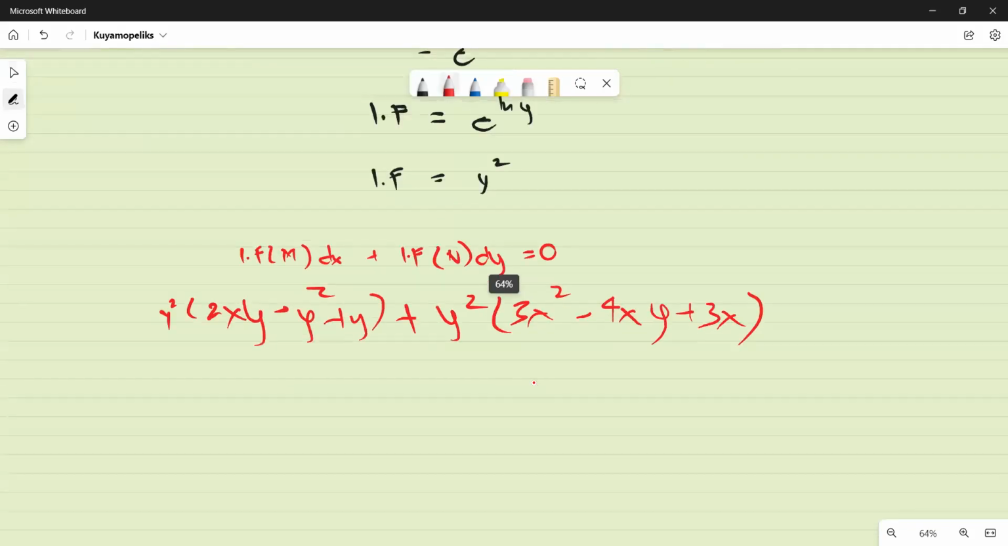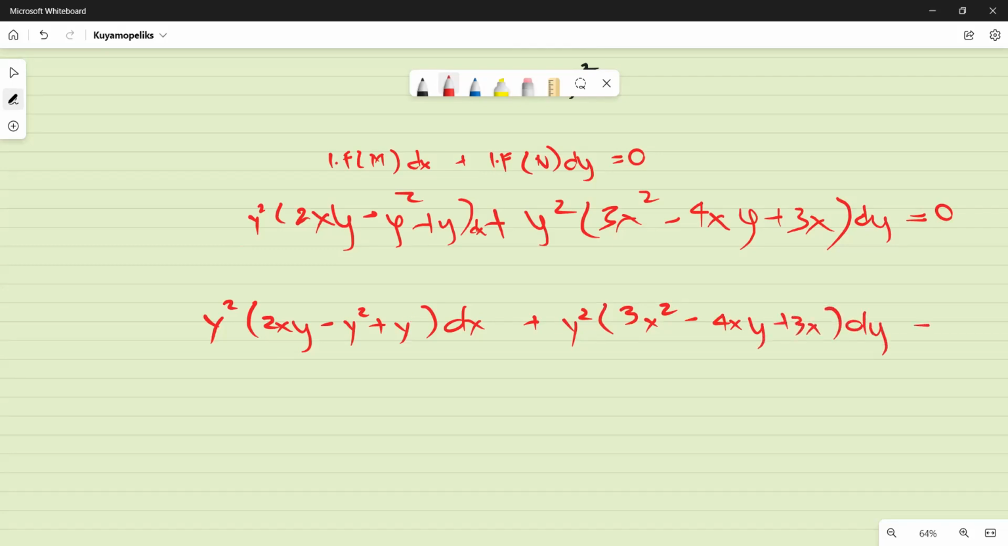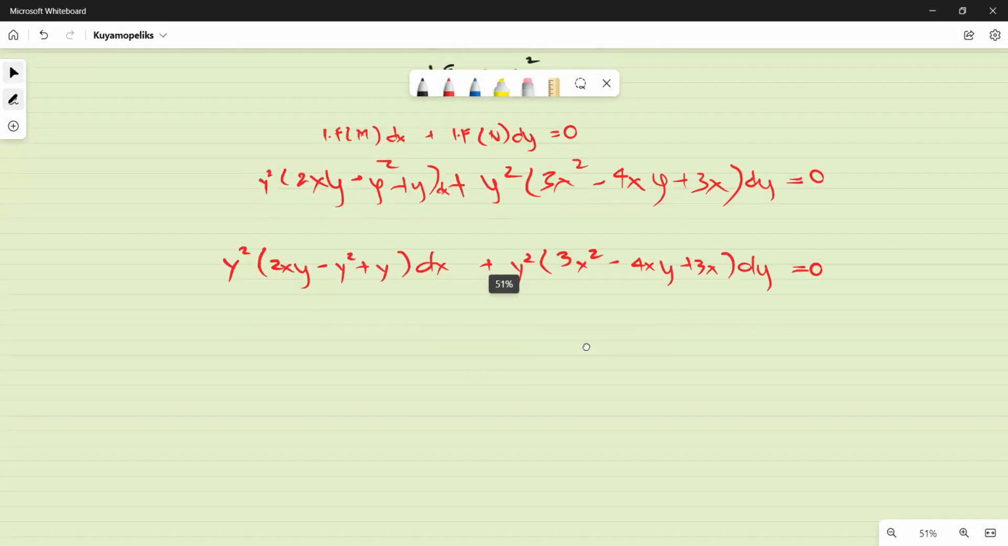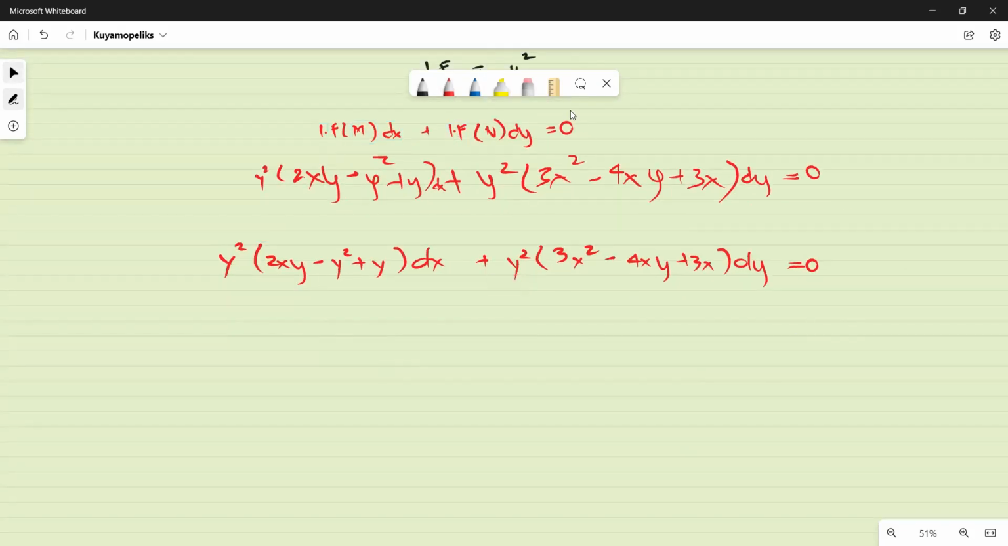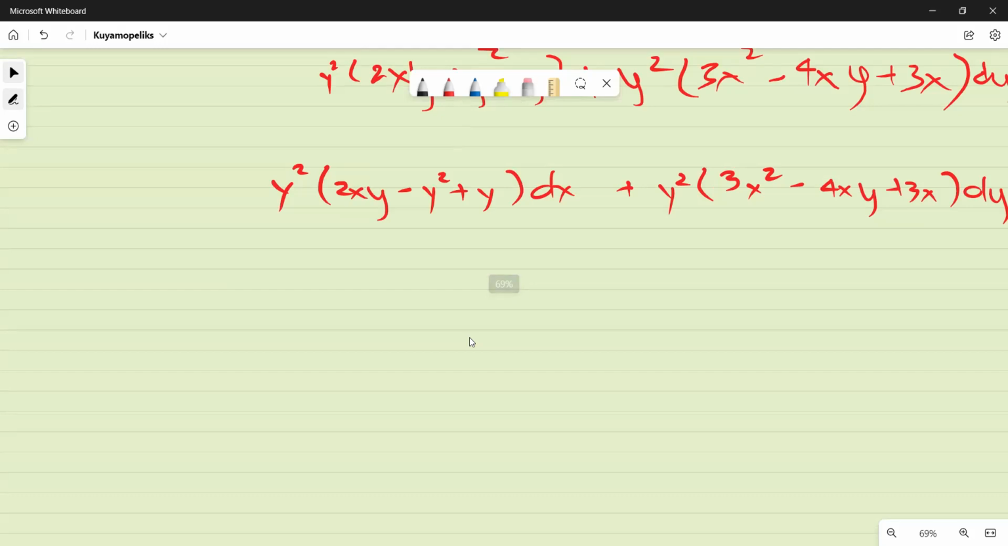Okay? Don't forget yung dx and dy, no? So, meron yan dx at meron ditong dy, equal to 0. Sige, sulat natin ng matino. Y squared quantity 2xy minus y squared plus y times dx plus y squared quantity 3x squared minus 4xy plus 3x quantity dy is equal to 0. Now, bakit ulit gumagana? Dahil equal sa 0. So kahit i-multiply ko yung ano dyan, times ano dyan sa 0, still 0 yan.